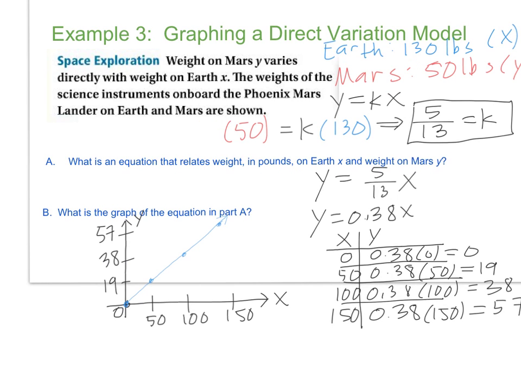So we see that for the horizontal scale, we're in weight on Earth, and for the vertical scale, we have weight on Mars. So we place our 4 ordered pairs or coordinates in the xy plane, and I actually connect them with a line because you can have any weight, so it's a continuous graph rather than a discrete graph.